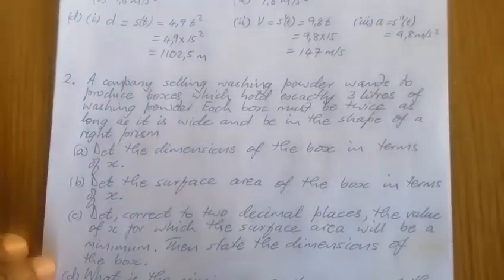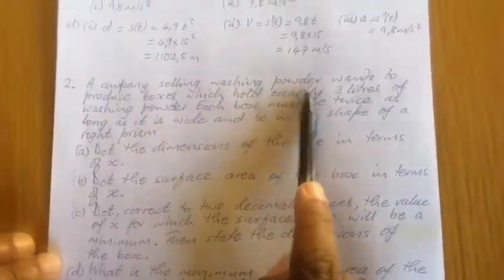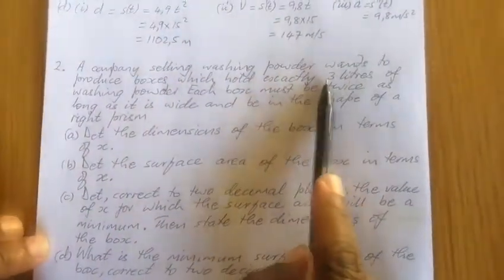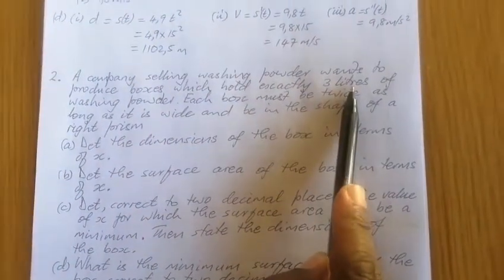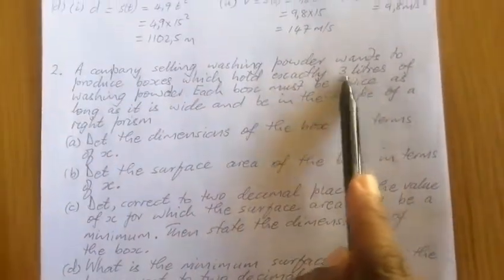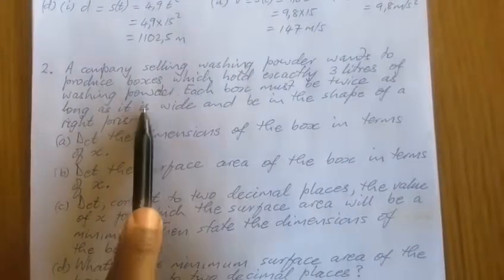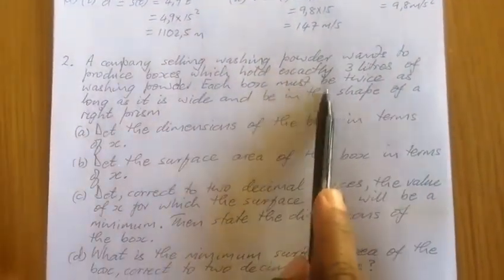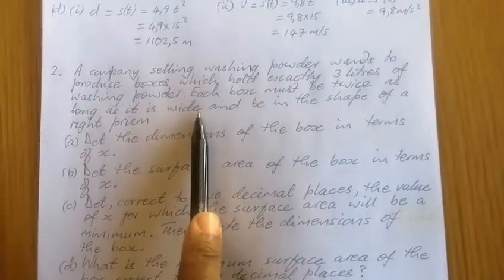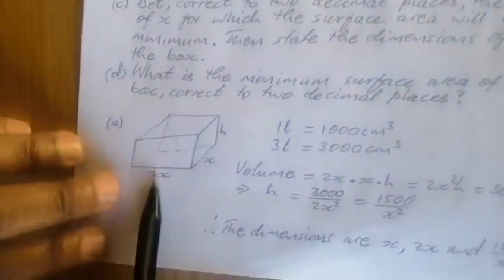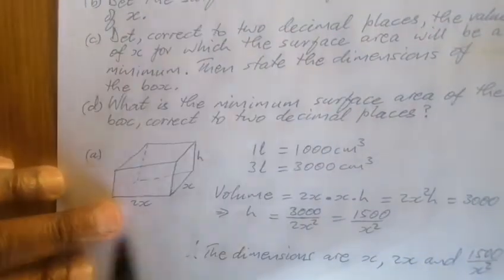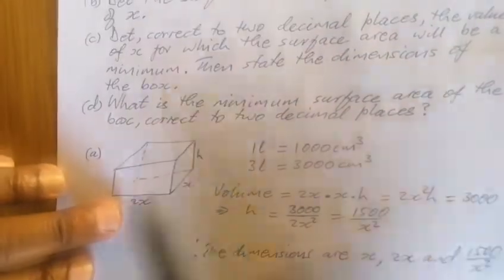Then question number 2. A company selling washing powder wants to produce boxes which hold exactly 3 liters. Very important, of the washing powder. And this by definition is volume. Each box must be twice as long as it is wide. In other words, when the length is 2x, the width must be x, because this is twice the width.